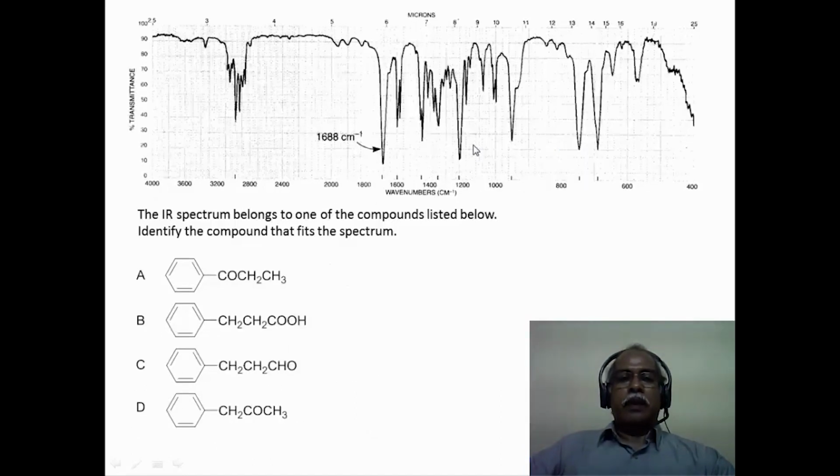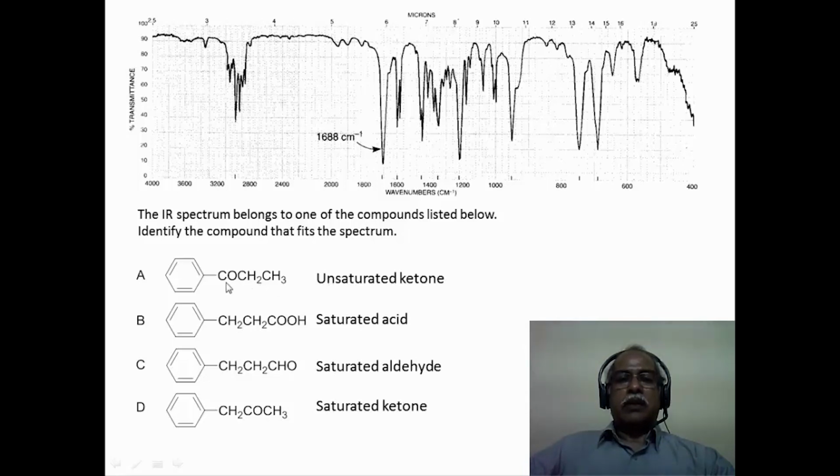Now this infrared spectrum, again there are 4 structures given here, and we have to fit one of these structures to this particular infrared spectrum. If you look at the compounds, this is an alpha beta unsaturated ketone and this is a saturated acid. One can easily rule out the saturated acid because there is no OH functional group in the molecule. So the absence of the OH stretching frequency in this region essentially rules out the possibility that it is a carboxylic acid. So B is ruled out.